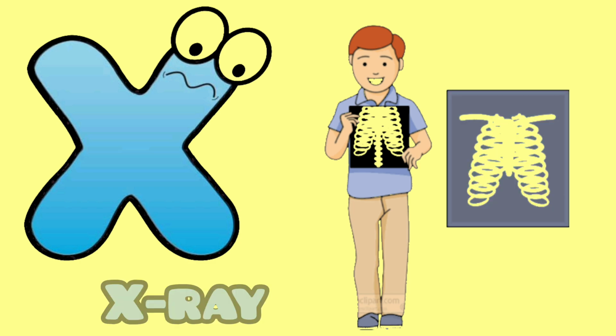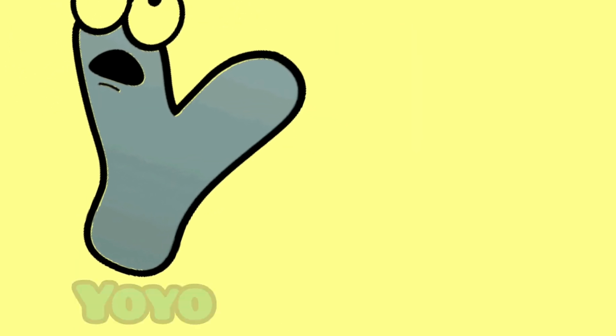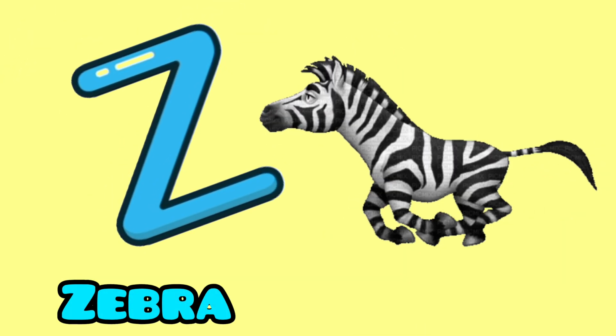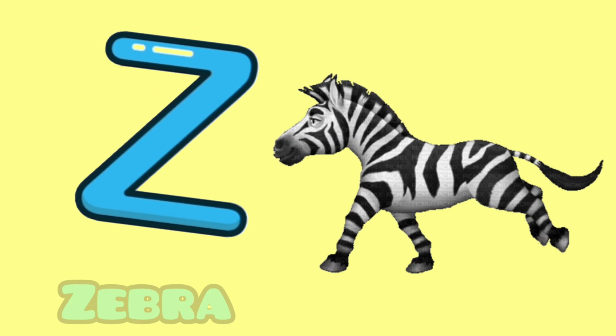X-ray. X, X-ray. Y is for yo-yo, yo-yo. Y, yo-yo. Z is for zebra, zebra. Z, zebra.